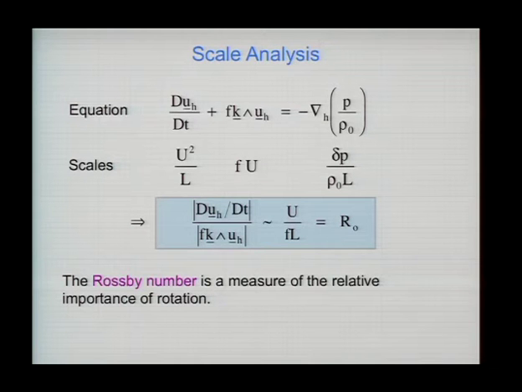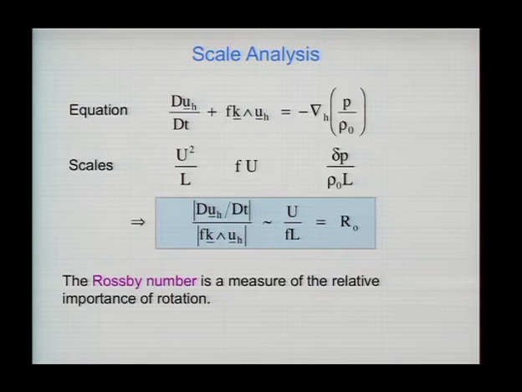It's the ratio of the acceleration to the Coriolis term, one divided by the other. U squared on L divided by F times U is U over FL. This symbol does not mean approximately equal to. This symbol means of order, goes like. It's of order U over FL. This has a special name, the Rossby number.